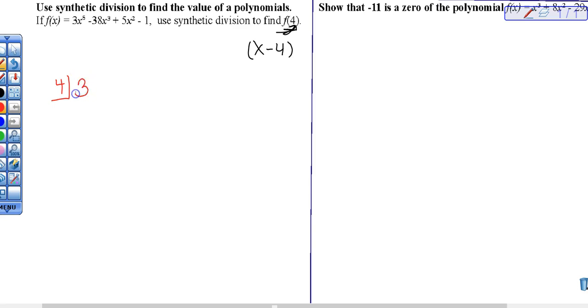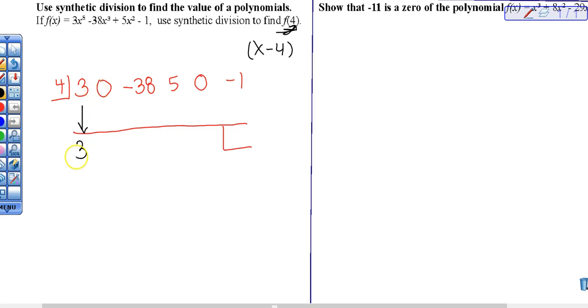So what's my next coefficient after 3? 0, then negative 38, then 5, then 0, then negative 1, beautiful. Row 2 is empty, and row 3 has got your little box for your remainder. Okay, so I'm going to my pencil, and here we go. Bring the 3 down and begin.